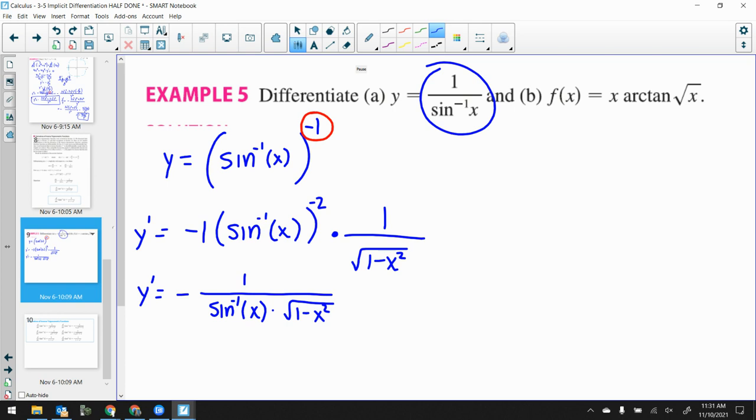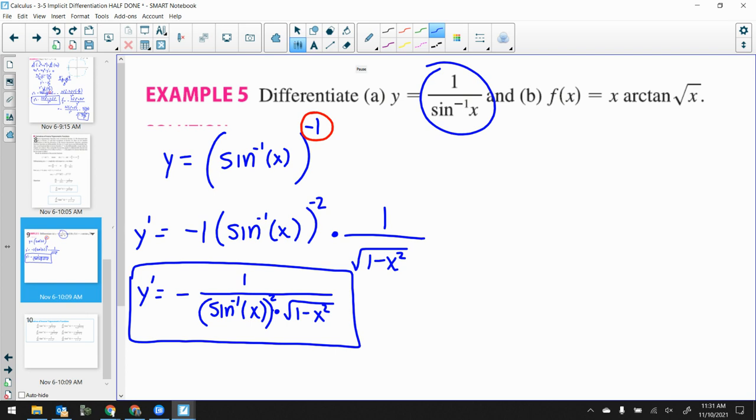And I believe that's how we have to leave it. Oh, I'm sorry. To the second power. I brought it down to the denominator, and we bring it down to the denominator, and that negative 2 exponent becomes positive. And that's where we're going to leave that. And now let's do part B. That was part A. Let's do part B.